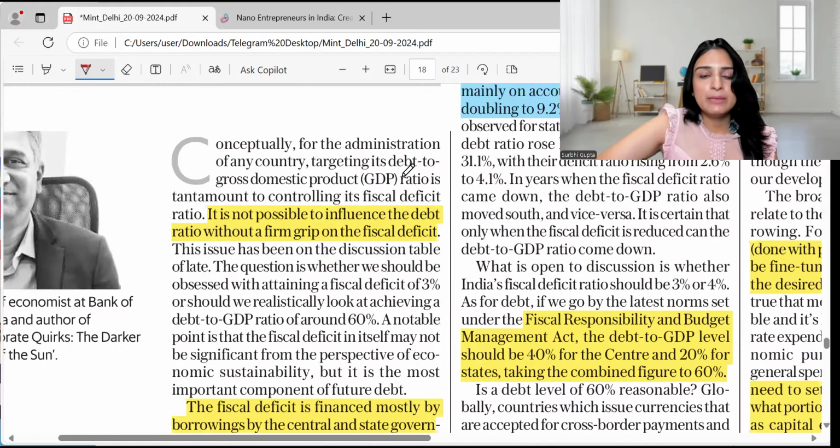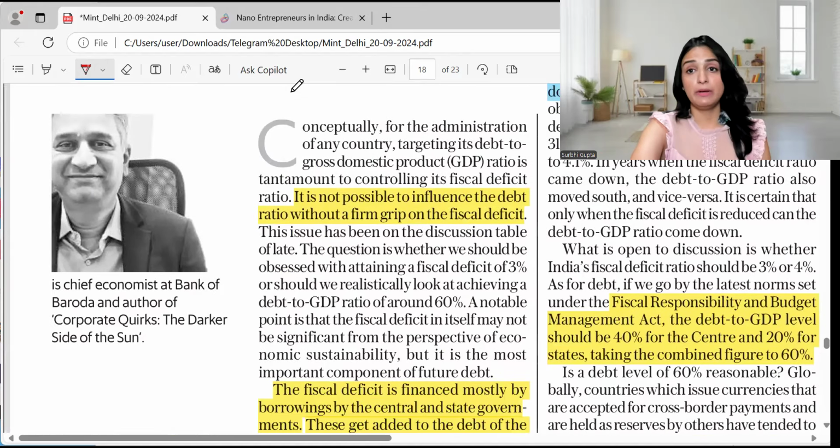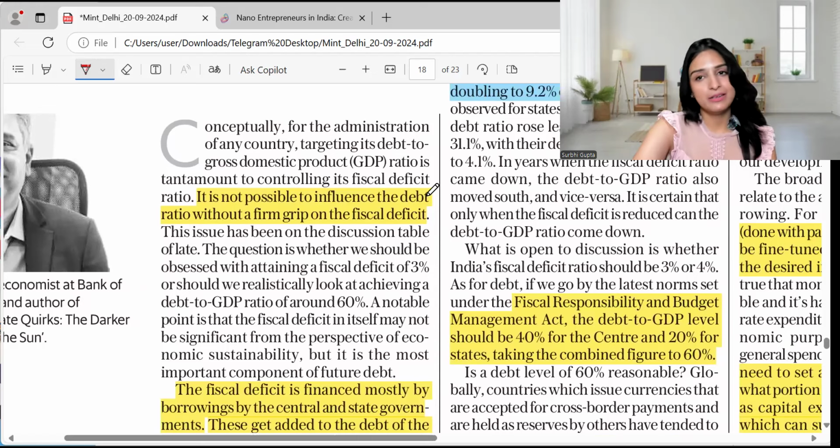Perfect. Guys, I normally forget to read about the author, but the author is very important because we are picking his article, so he should get the credit. The author of this article is the chief economist at Bank of Baroda and author of Corporate Quirks, The Darker Side of the Sun. So he's written this book, and he is chief economist at Bank of Baroda. Due credits given.